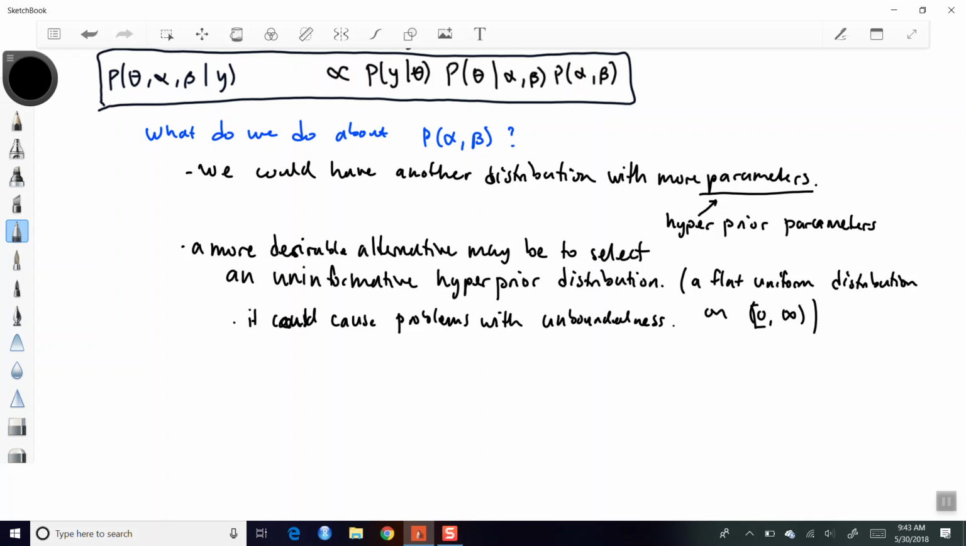Okay, so what do we do about this? We're going to use an uninformative prior, so we'll just have something unbounded here, okay? So basically, it's just going to be a constant. So the probability of alpha and beta will be proportional to a constant for all alpha greater than 0 and beta greater than 0.